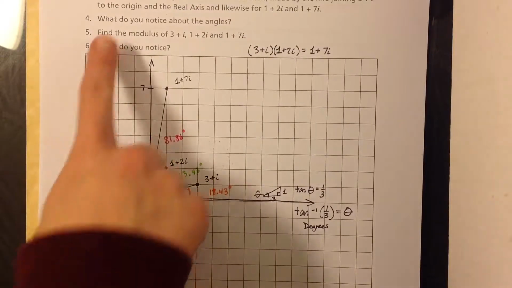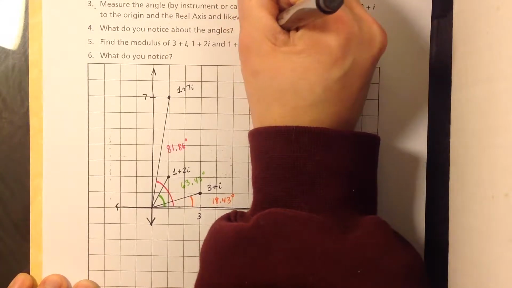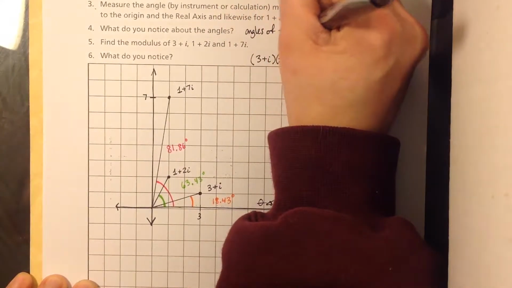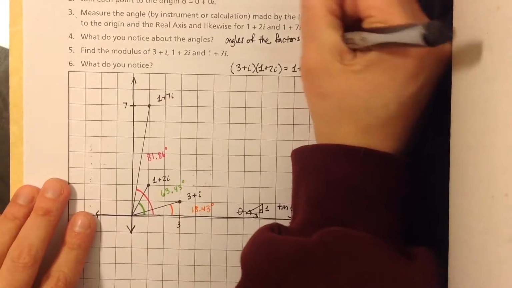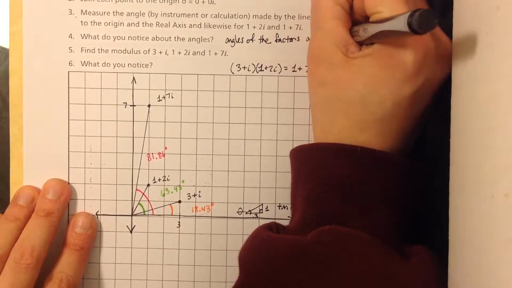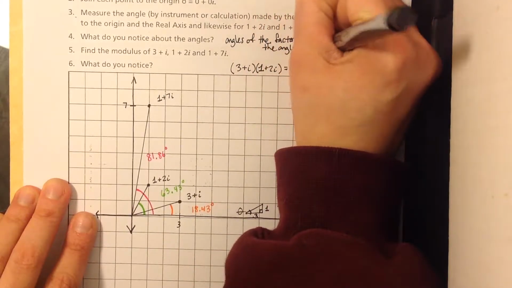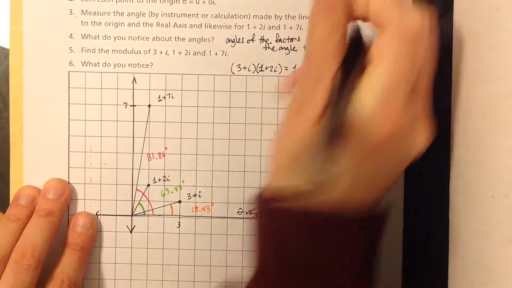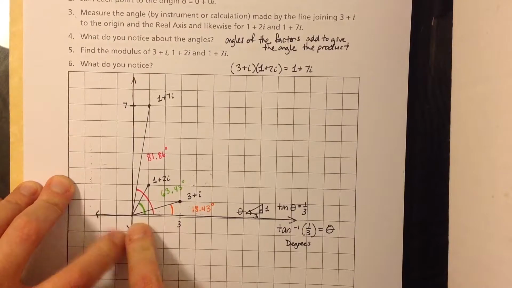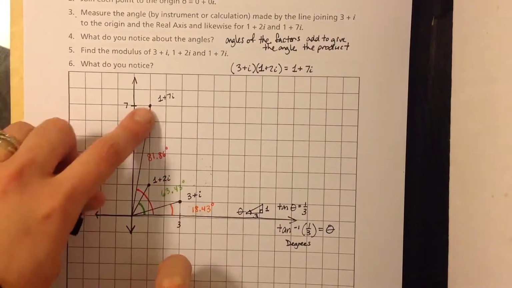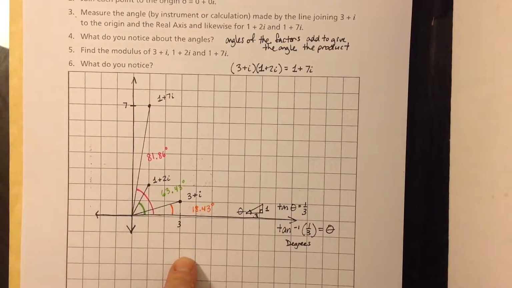And the last thing we figured out before we ended class was, what do you notice about the angles? This is number 4 on this page. What do you notice about the angles? The angles of the factors, so the two things that multiplied to get the product, the angles of the factors add to give the angle of the product, the answer. So multiplying with these complex numbers, it isn't just this random algebraic thing. On the Argand plane, it figures out the angles. So this starting angle with this other starting angle, add them together, you get the final angle.